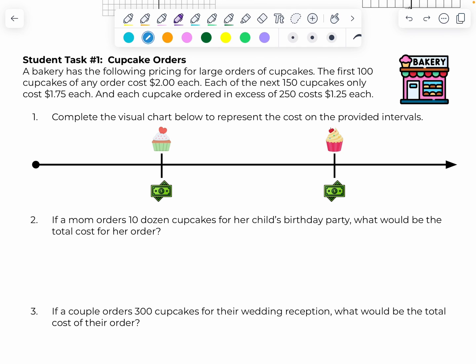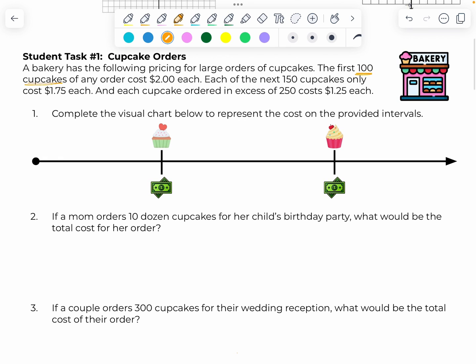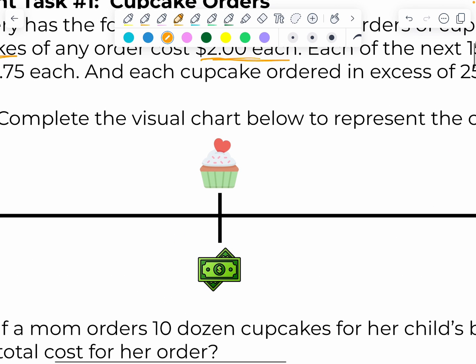So we've got three different pricing structures here. The first is going to be 100 cupcakes are going to cost $2 each. So that's going to be very straightforward. Our first 100 are going to cost $2 each. So we've got this threshold right here, 100 cupcakes. They're $2 each, which is going to cost $200.